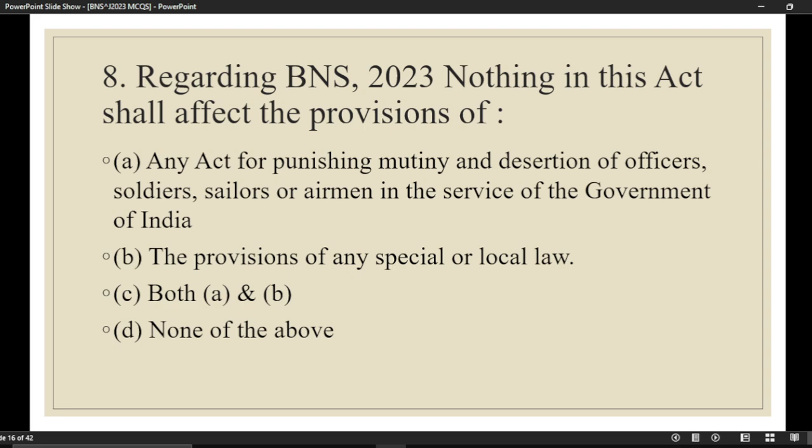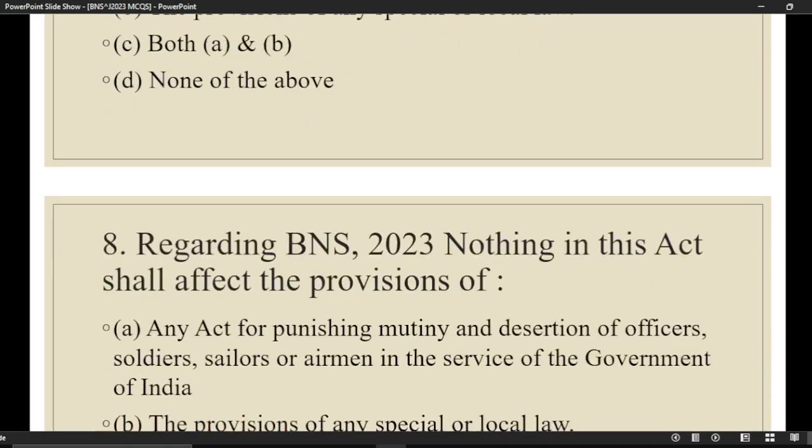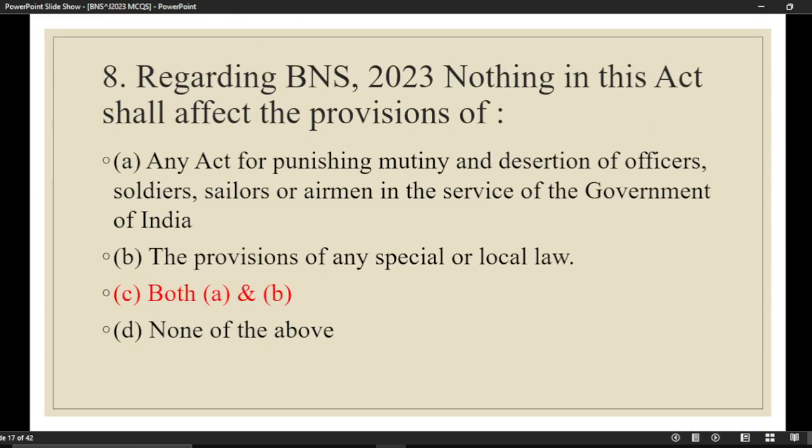And the correct answer to this question will be option number C. That is, the provisions of BNS will not apply if a person is being punished for mutiny and desertion of the officers, soldiers, sailors or airmen in the service of government of India, because a different law works on them, and the provisions of any special or local law always prevail over the BNS. Therefore, these two are the saving clauses.